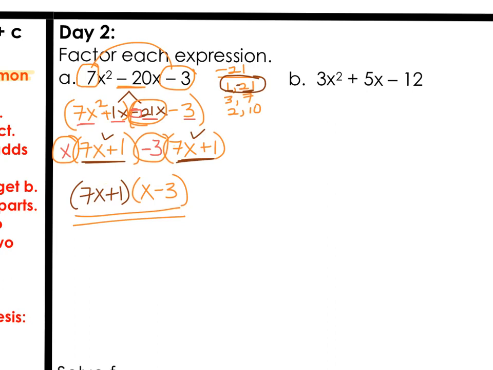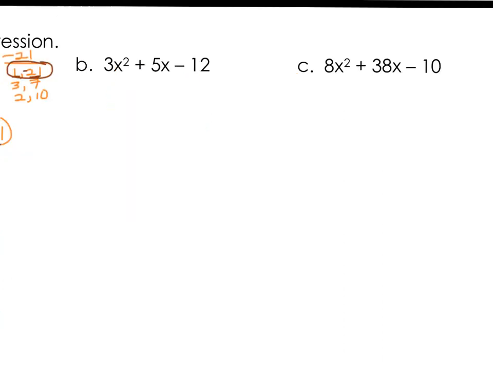Let's try another one. In example B, we have 3x squared plus 5x minus 12. We have a 3, a 5, and a negative 12. So again, there isn't a common factor in this round. What we'll do first then is take the a coefficient, that lead coefficient, times c, the constant, and multiply them.